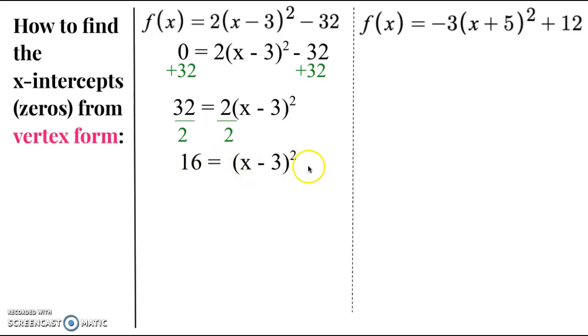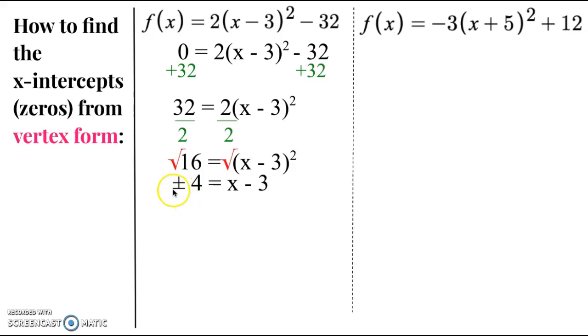Now we have this equation. I want to get rid of this power of 2. Remember, the opposite thing of squaring, or the power of 2, is to take the square root. So I'm going to take the square root of both sides. The square root of 16 is 4, so I'm going to write this as plus or minus 4, because it could be positive or negative. And then on this side, we've basically used the square root to cancel out the power of 2, so that has disappeared, and all we're left with is the x minus 3.